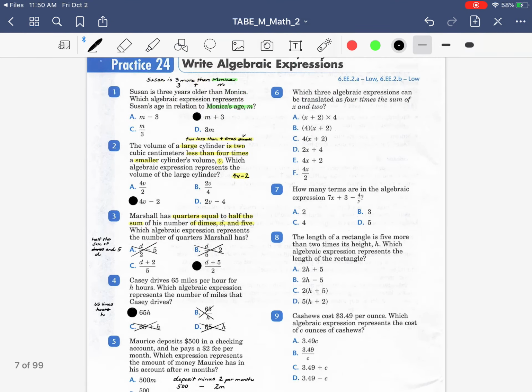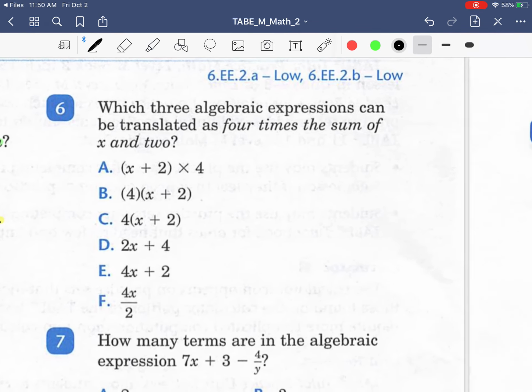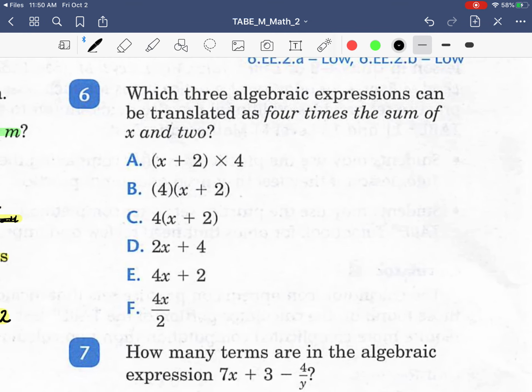Number 6. Which three algebraic expressions can be translated as 4 times the sum of x and 2? So let's see what we have here. 4 times the sum of x and 2.